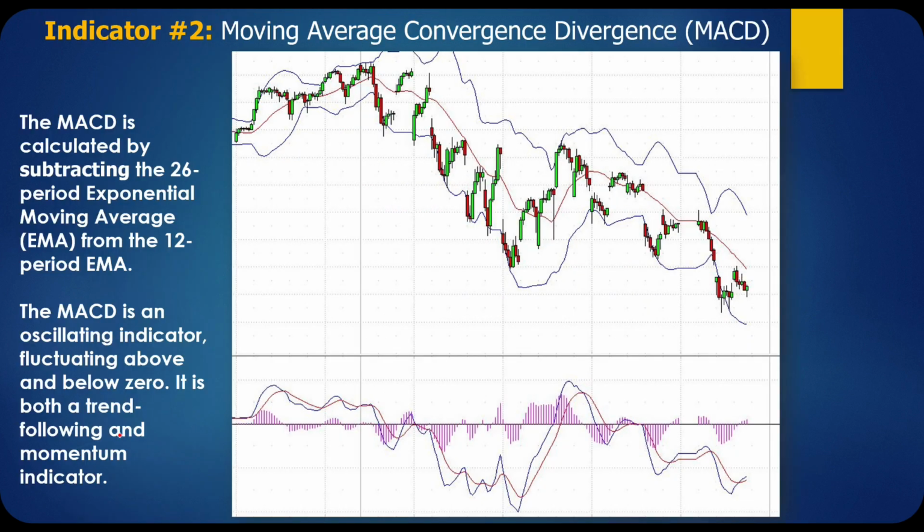So indicator number 2 is moving average convergence divergence. That's otherwise known as the MACD, M-A-C-D. It's an acronym, and this is a commonly used indicator. One of the things that I've learned is that you really want to use the most common indicators because the stock market is a voting machine.